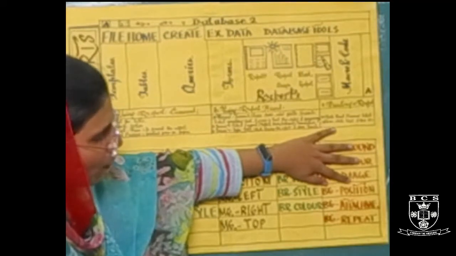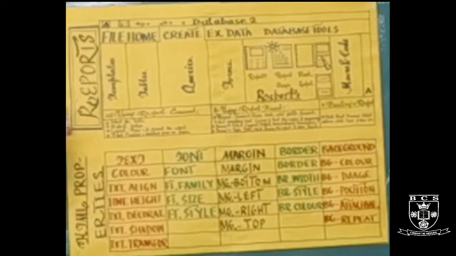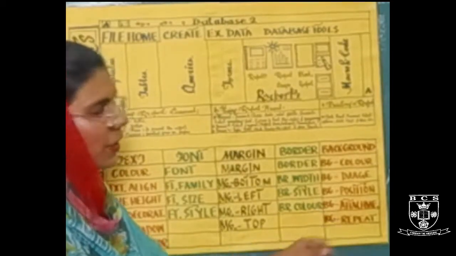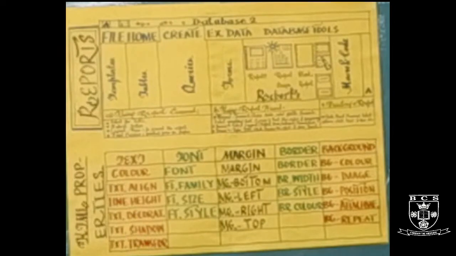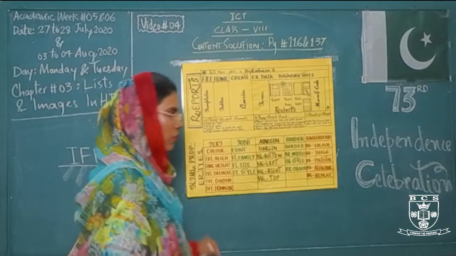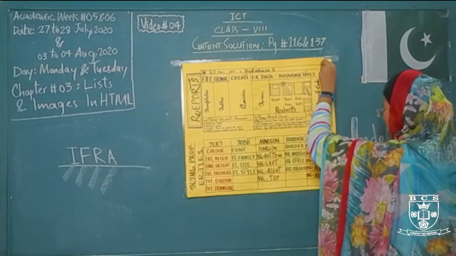The next is position: what is the position of your background image, especially if you are working with an image. Then background attachment, and then background repetition: how can you repeat the same background again and again? We can set this using this particular property. So these are all the properties regarding your HTML, and this is a revision for your class 7. You have studied all these properties in the previous class.